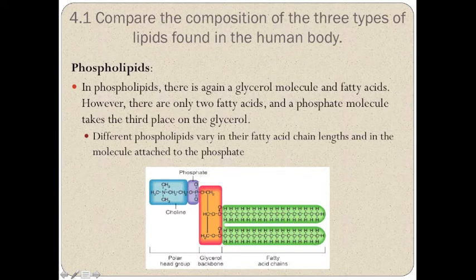Now that we learned about triglycerides, tell me a little bit about phospholipids. Well, phospholipids are exactly like triglycerides, except instead of having three fatty acid chains, there's only two fatty acid chains and a phosphate molecule that takes the place of the third one. Also, different phospholipids vary in their fatty acid chain lengths and in the way that their molecules are attached to the phosphate. This is how we differentiate between the different ones.